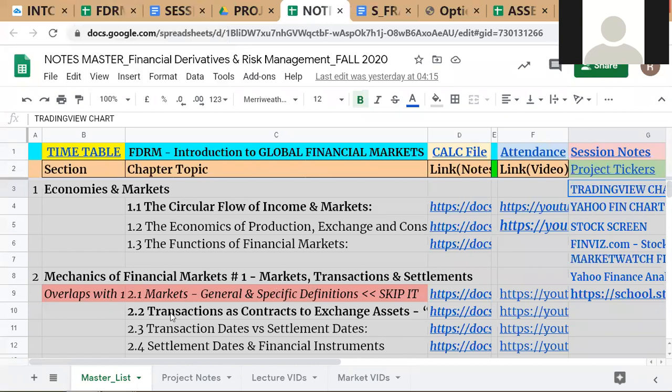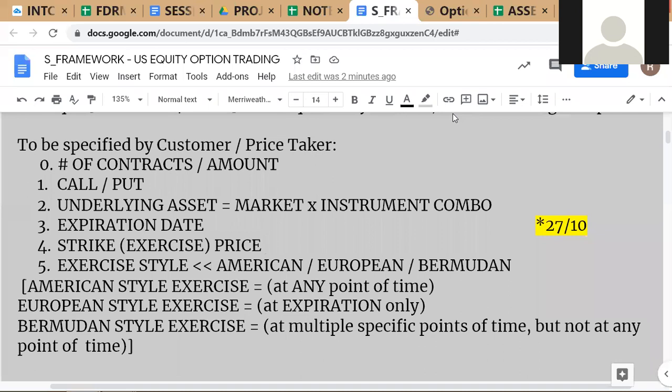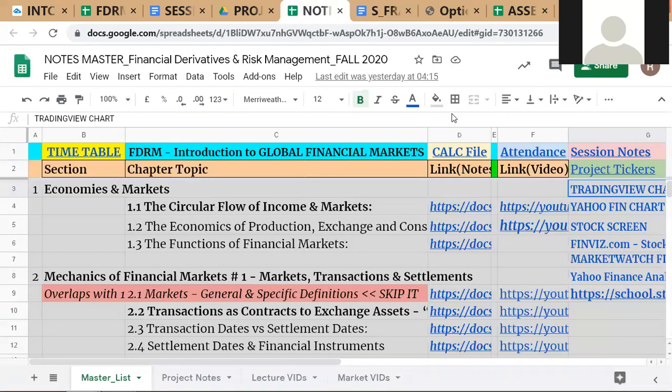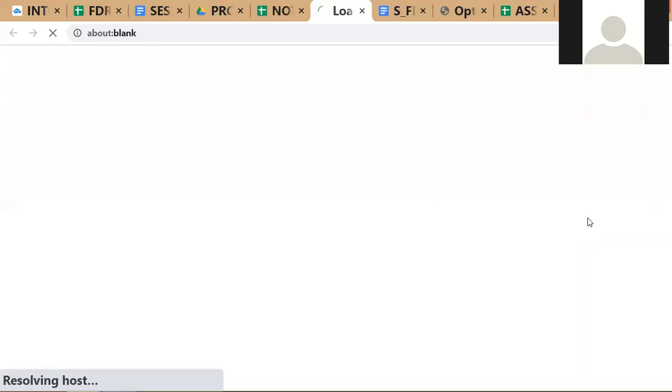That's right. Okay. So if we move a little bit closer, we can open. Yeah, what was I talking about? Strike price, exercise price. Okay, let's open this Yahoo Finance.